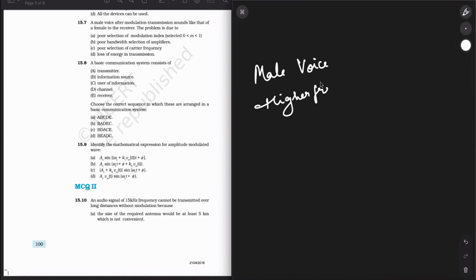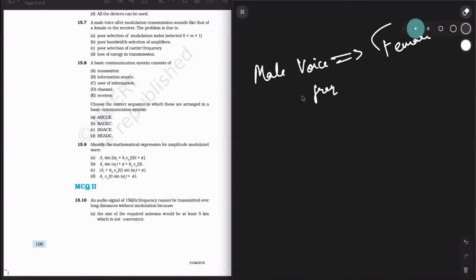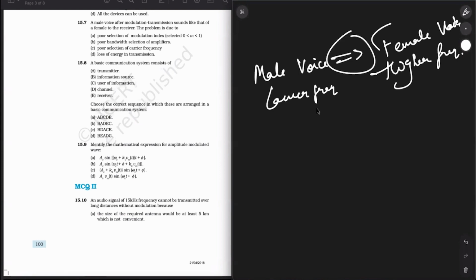Like in the male voice, there is more bass, right? So when there is more bass, it is on a lower frequency, and for female voice, the frequency gets increased. They're asking you what did you do? All right. So whatever happens is when you select the poor bandwidth for the amplifier, the frequency will be altered.